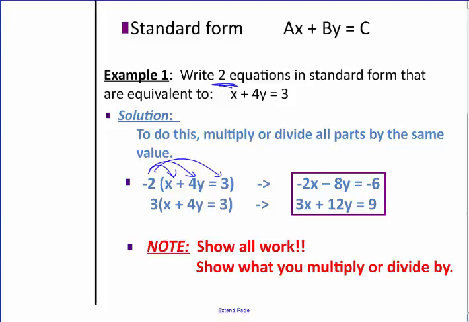So note, when you are doing this, you want to show all your work and show what you multiplied or divided by. And when I say divide, basically that means you're multiplying by a fraction. So you have to show what you are multiplying by every time you do this. So I showed you here I was multiplying by -2, here I'm multiplying by 3, and then I show you what the equation is when it is complete. Next example.